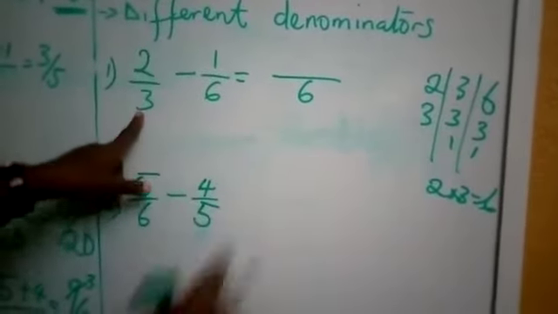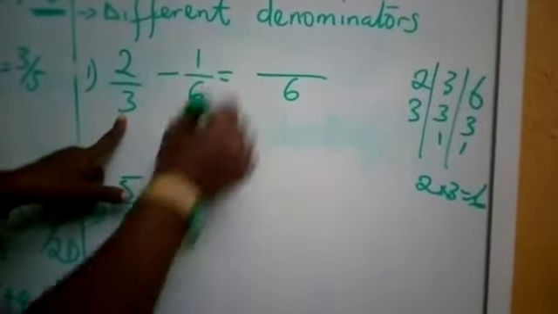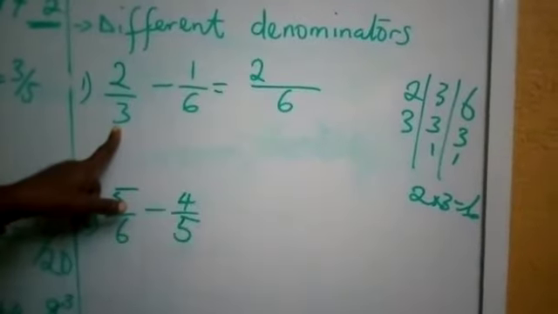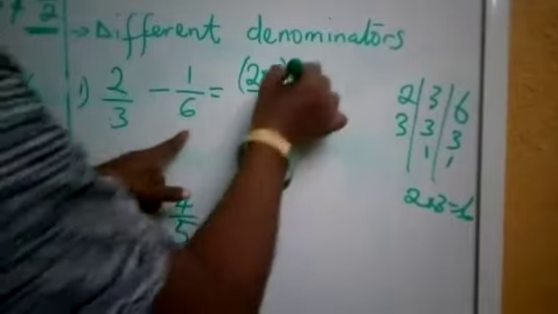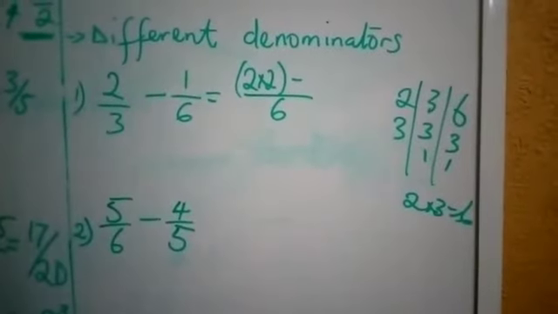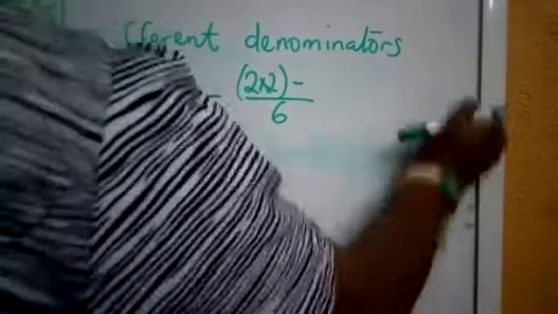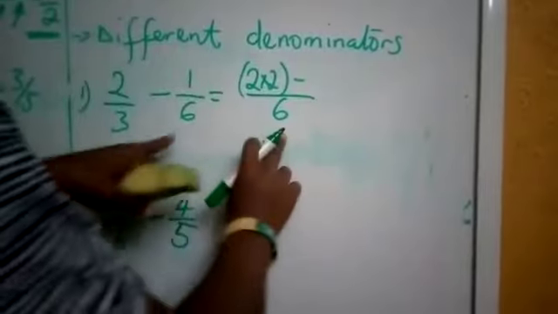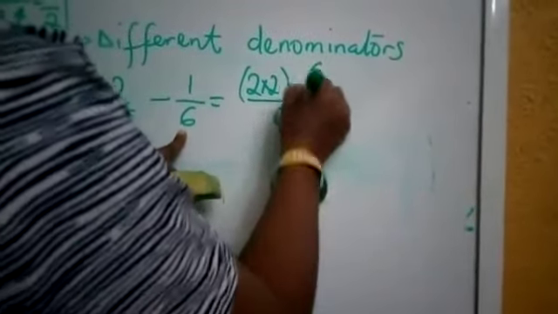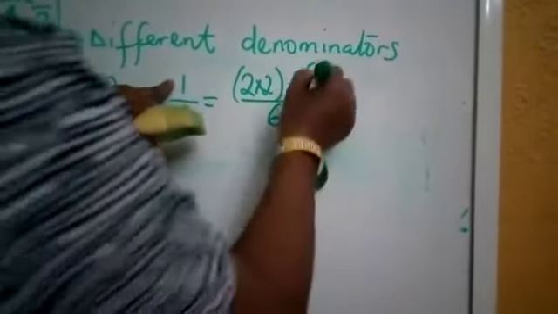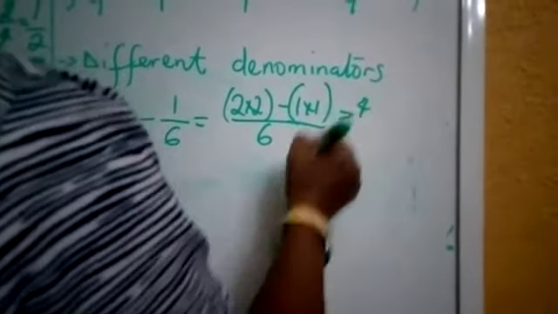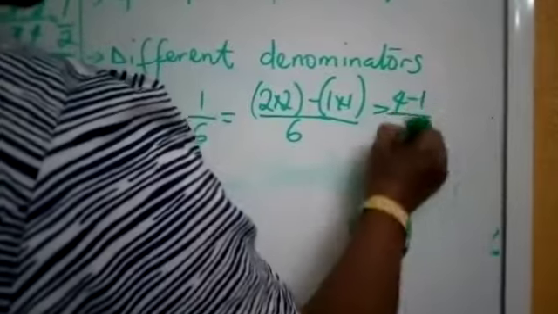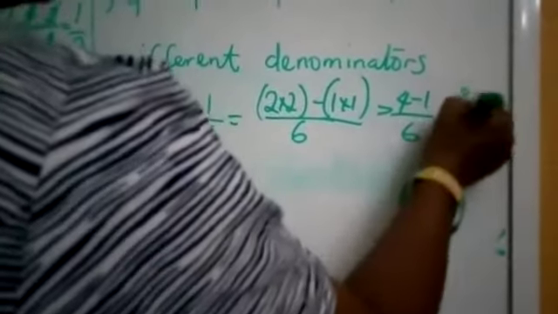6. 3 into 6 will give us 2 times 2 minus. Remember, now we are dealing with minus. 6 into 6 will give us 1 times the numerator 1. That will give us 4 minus 1 over 6. And that will be 3 over 6.